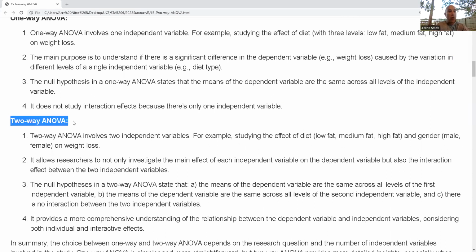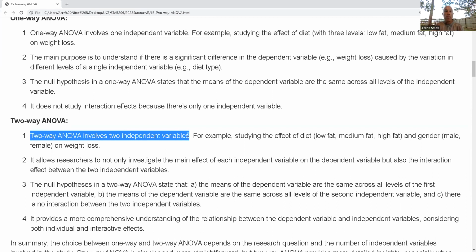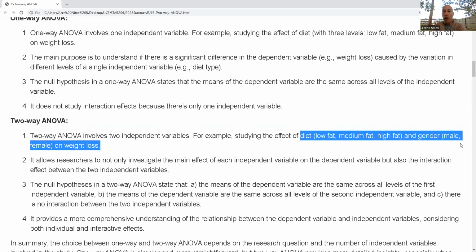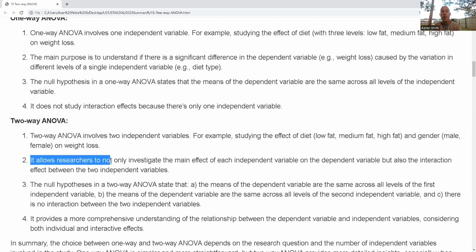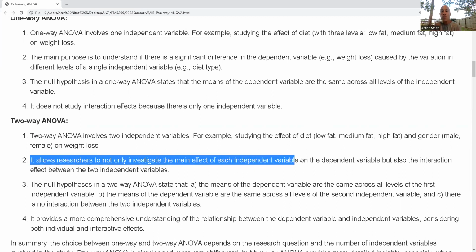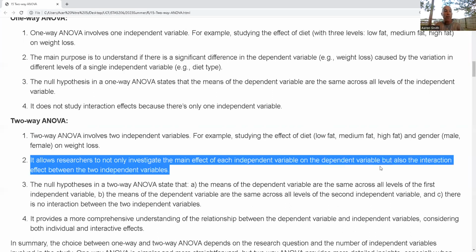Now, for two-way ANOVA, two-way ANOVA involves two independent variables. For example, we could study the effect of diet and gender on weight loss. Two-way ANOVA allows researchers to not only investigate the main effects of each independent variable on the dependent variable, but also the interaction effect between the two independent variables.